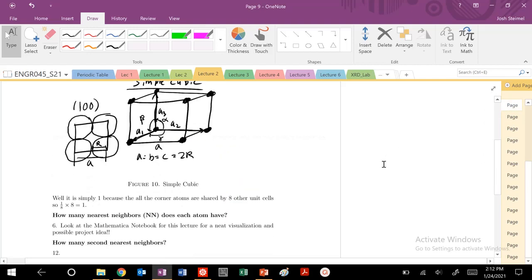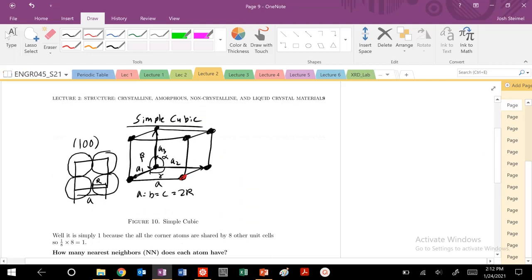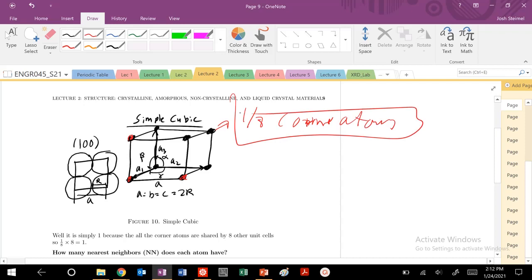So let's see. Yeah, here we go. Each of these atoms for cubic materials, the corner atoms are going to contribute an eighth. So an eighth contribution for corner atoms. I have 8 corner atoms: 1, 2, 3, 1, 2, 3, 4, 5, 6, 7, 8. So how many atoms in our cell? 1/8 times 8, 1.